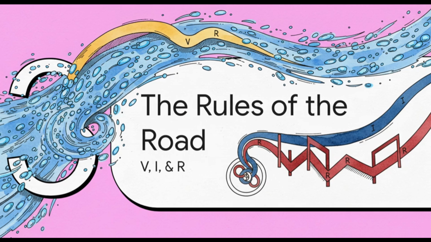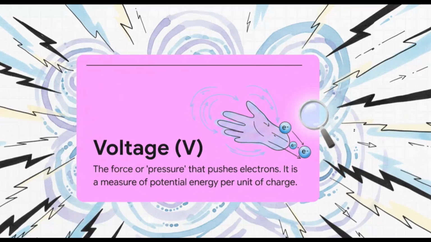An electron stampede is obviously really powerful, but how do we control it? Well, it turns out this entire flow is governed by 3 fundamental rules of the road. First on the list is voltage. The easiest way to think about voltage is just electrical pressure. It's the push or the force that gets the electrons to start moving in the first place. Without any voltage, those electrons would just keep hopping around randomly.